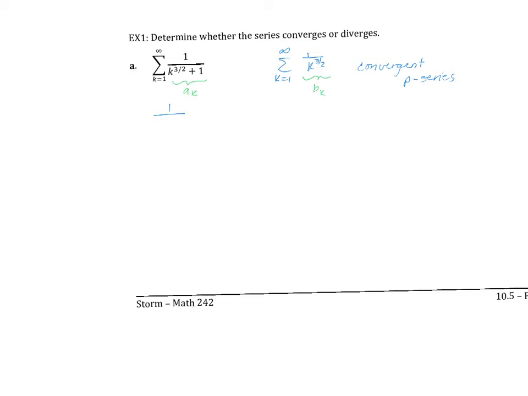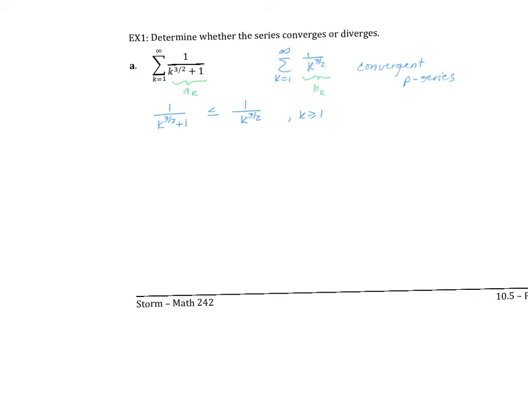Because if you look at your a sub k, we're adding 1 to the denominator. Look at your b sub k. If you're adding 1 to the denominator, and here we're only concerned with k values greater than or equal to 1, because that's where our series begins. So look at these positive k values. If you're adding 1 to the denominator, it's going to be larger than if you're looking at k to the 3/2. So the fraction as a whole, 1 over k to the 3/2 plus 1, will be smaller than 1 over k to the 3/2.